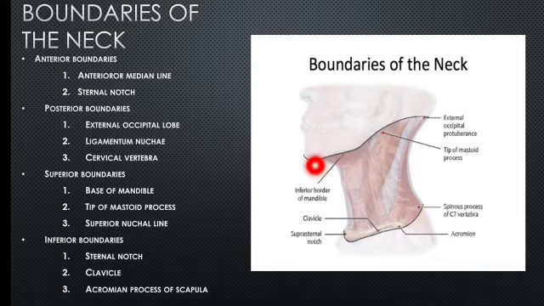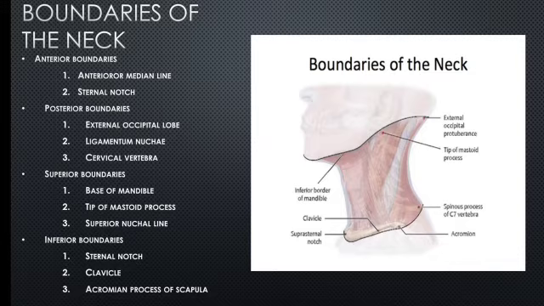Superiorly by the symphysis menti, base of the mandible, angle of the mandible, mastoid process and superior nuchal line, okay, and inferiorly by the sternal notch, clavicle, acromion process and the line joining the acromion process and the seventh cervical vertebra. And these are the boundaries of the neck, okay.